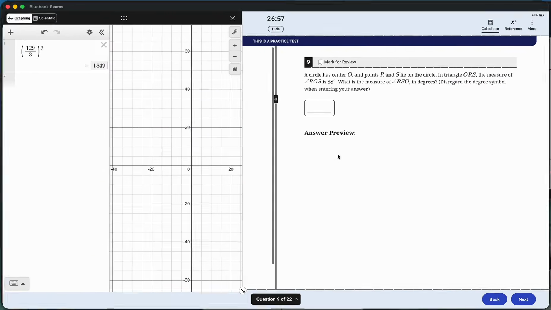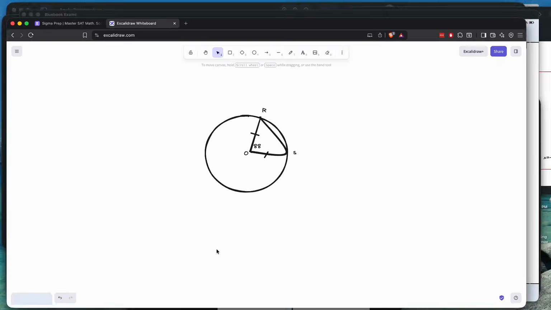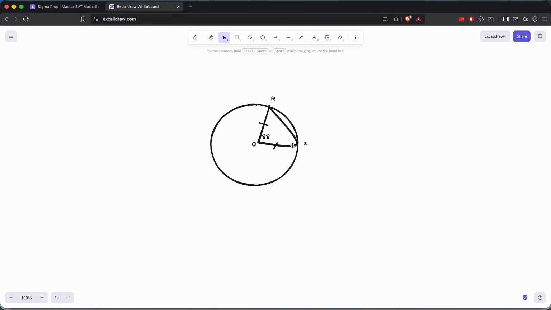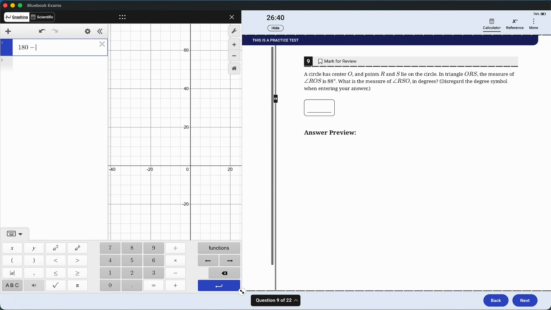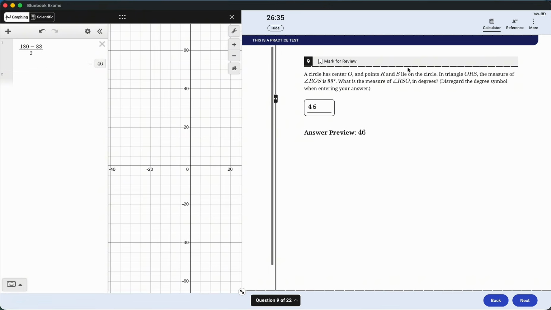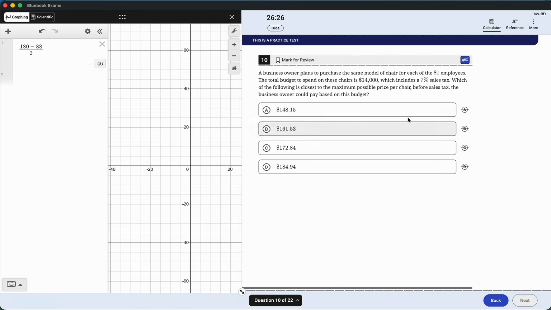And the question was, what was the question? It wants to know what's RSO, so they want to know this angle, which is one of the base angles of the isosceles triangle. So this angle and this angle have to be the same. Now we know what we have to do. We just subtract 88 from 180 and divide by 2. So 180 minus 88, then divide by 2, and we get 46. Geometry ones, sometimes they're a pain because they won't give you a picture, and that's why you have scrap paper. That's when you want to utilize it. Make a little sketch and then that problem shouldn't be too bad.